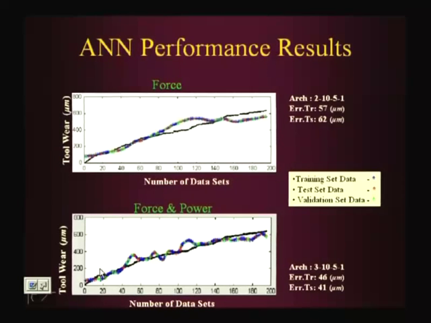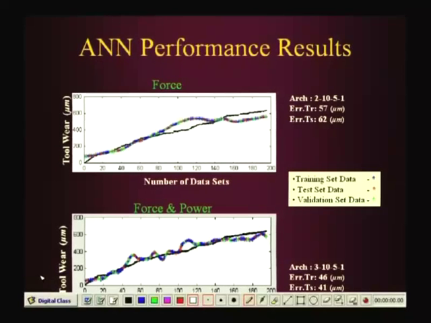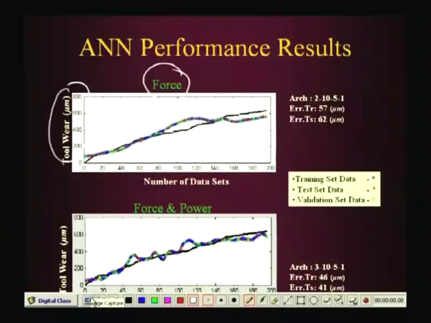So here are some performance results. See that based on force, if tool wear is estimated using a neural network, these are the estimates, and the black one is the true value. On the other hand, if you use force and power, as is the case here, you can see that the estimation is perhaps slightly better. Okay. So it shows that if you include another signal, the estimation quality is likely to improve.